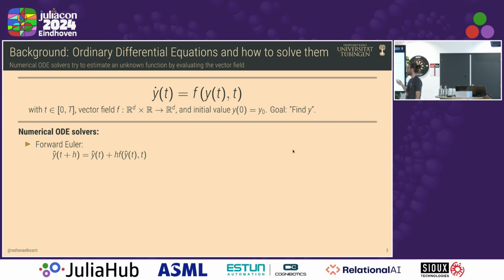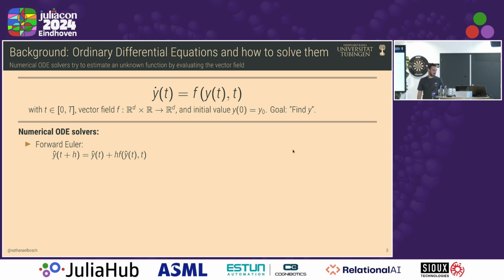so we use a numerical method. And most of them operate, at least for ODEs, in a very similar way. So first of all, instead of describing y, I describe y hat, because this is now an approximation. And then we also discretize time. So there is typically some recursive description of how to go from one point in time, y hat at t, to a future point in time with some step size h.